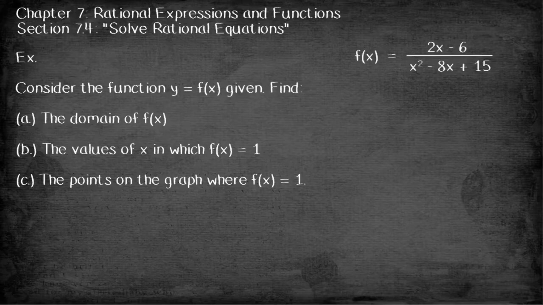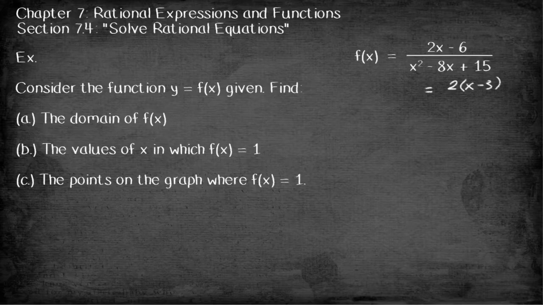All right, now to put a little bit of a different spin on it, we're looking at the function f of x is equal to 2x minus 6 over x squared minus 8x plus 15. Cool. First, we want to find the domain of f. Remember, for rational functions, that just boils down to figuring out where the denominator is equal to 0. And we may as well factor this guy, just so we know.